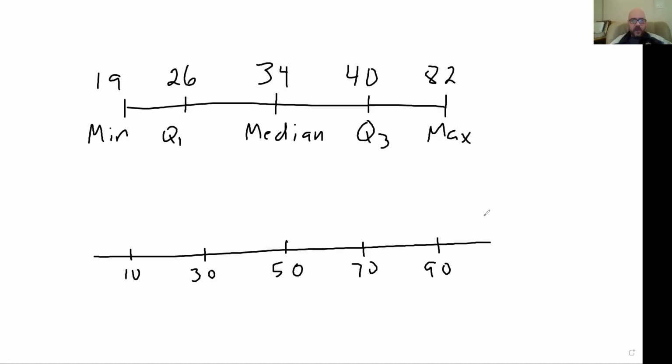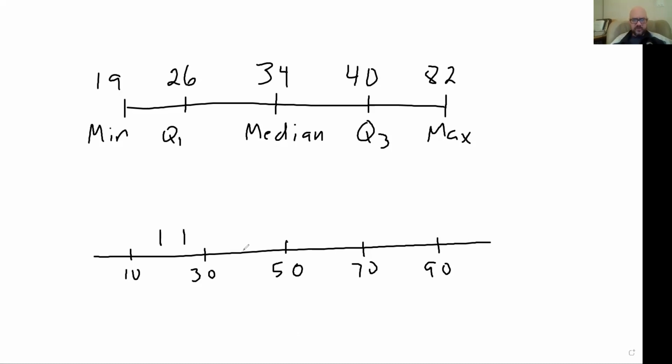So what I'm going to do is put in these numbers, 19, 26, 34, 40, and 82. I'm going to put little vertical lines above where they would occur on the graph. So here would be 20, so 19 is like here. So we're going to go like this. 26, so there's 30. If this is 20 and this is 30, 26 is a little bit more than halfway. So vertical line there.